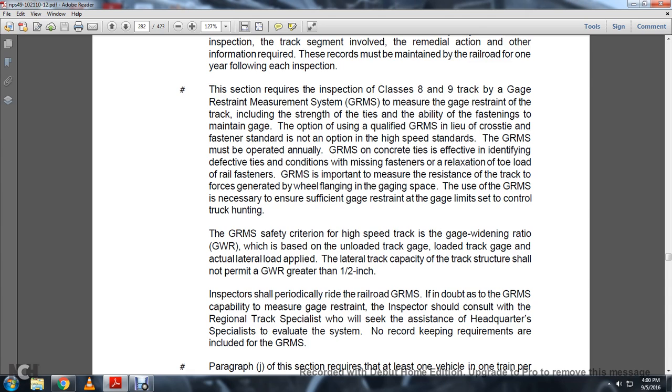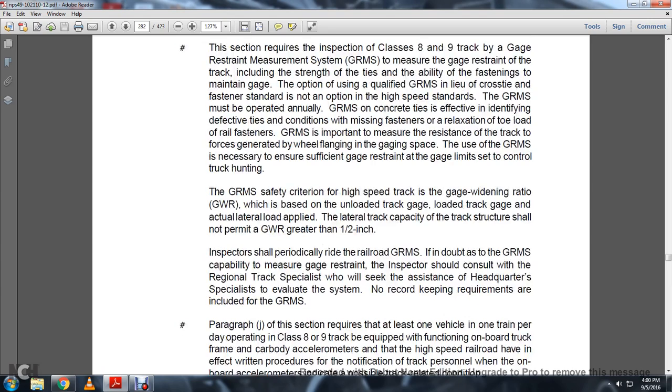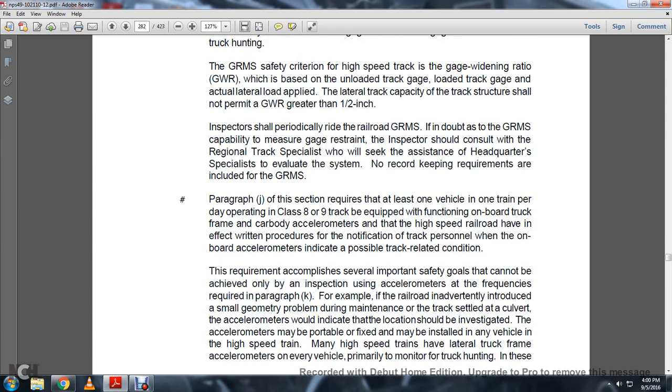If the railroad is operating without the gauge restraint measurement system to measure gauge restraint, the inspector should consult with the regional track specialist, who will seek the assistance of the headquarters specialist to evaluate the system. No record keeping requirements are included for the gauge restraint measurement system.